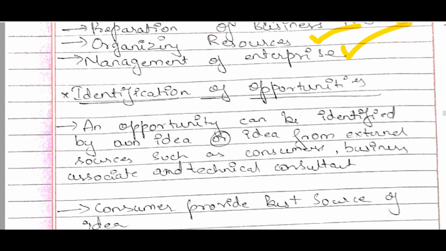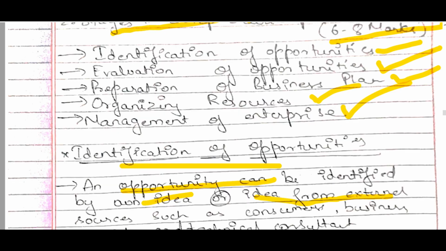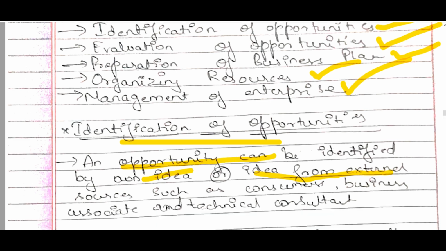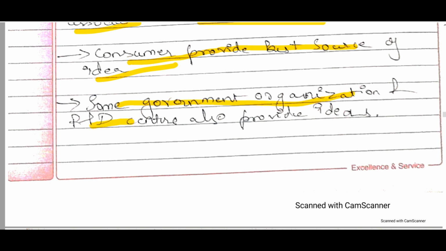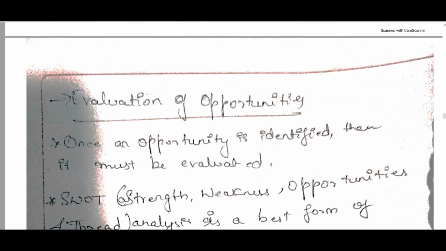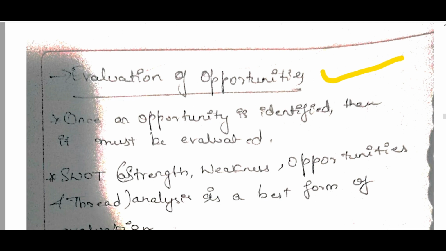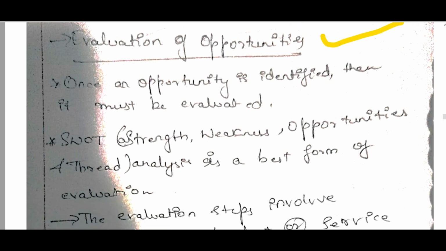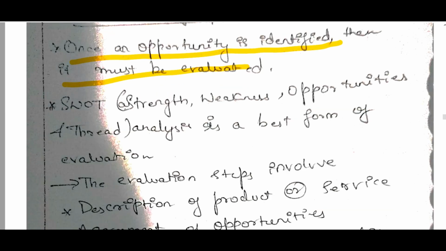Identification of opportunity. An opportunity can be identified with the help of an idea. An idea can be from external sources or from internal sources. Internal source is a self-owned idea. Government organizations and R&D centers also provide ideas. Evaluation of opportunities. Once an opportunity has been identified, it must be evaluated.